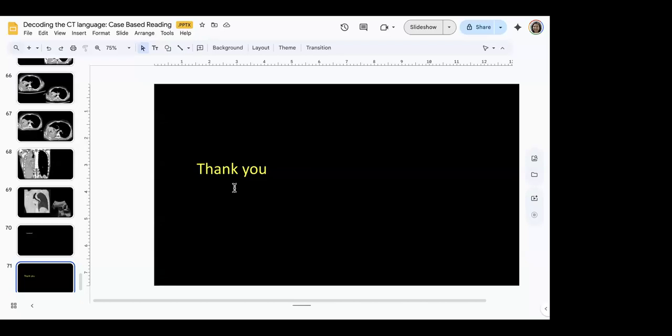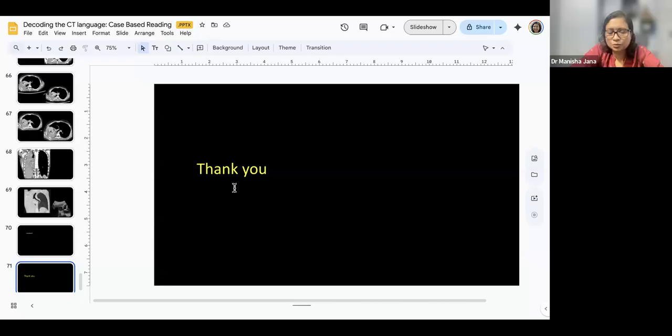Okay. And regarding how we see them on the films, that also depends on how the printer is and how the printing has been done. Whenever possible, viewing the data on the console is always best.